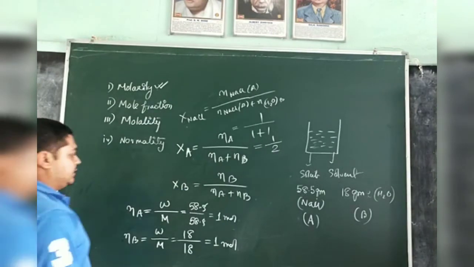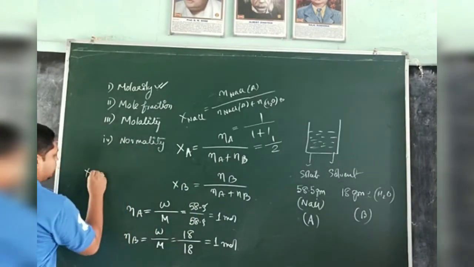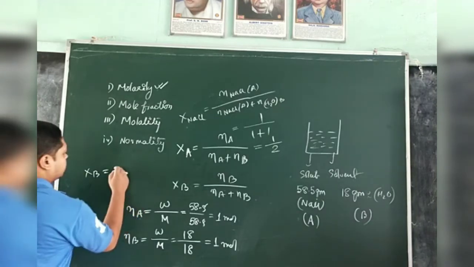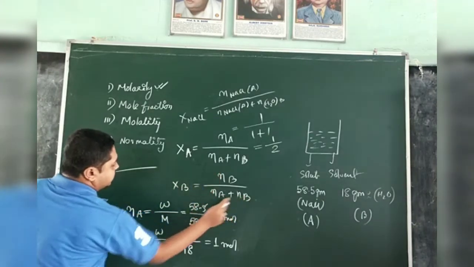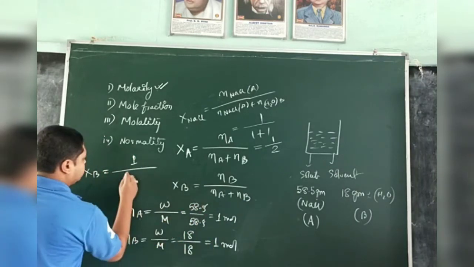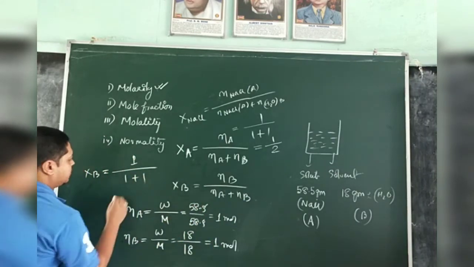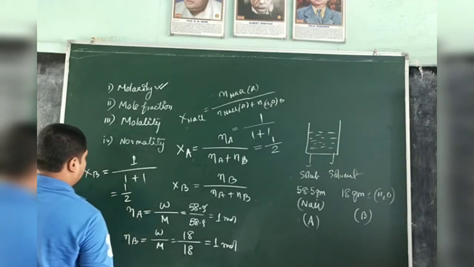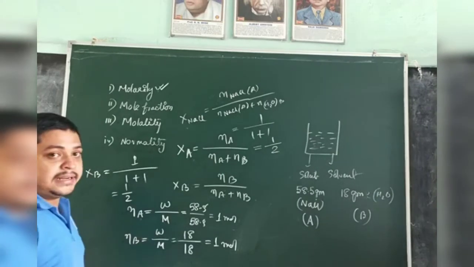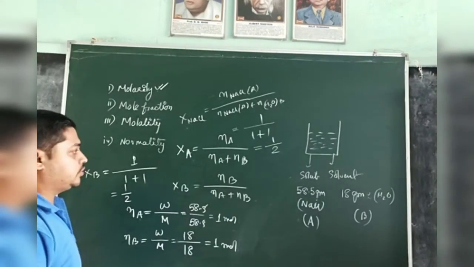And similarly, Xb is equal to Nb divided by Na plus Nb. Here Nb is 1 mole also, and Na plus Nb is equal to 2. That means half. So these are the mole fractions of the elements contained in a solution.